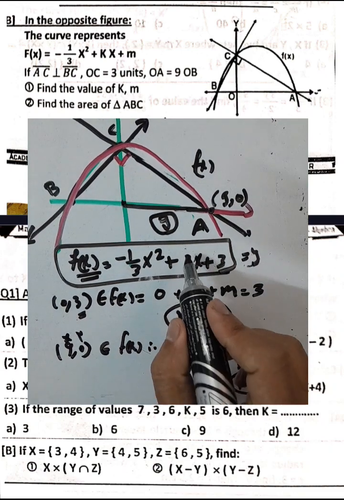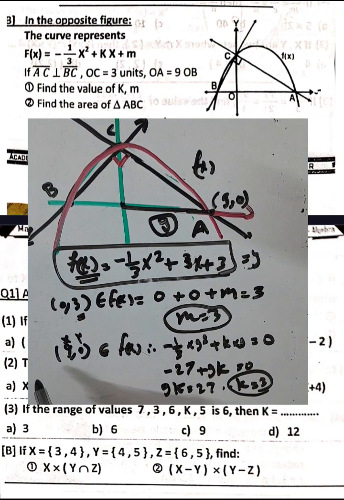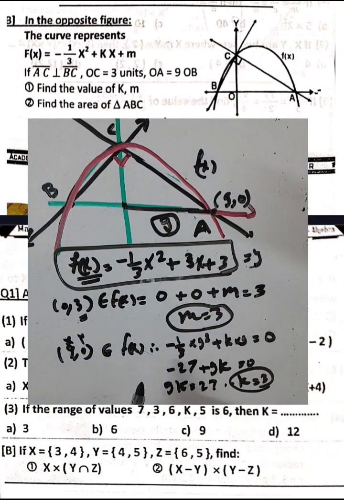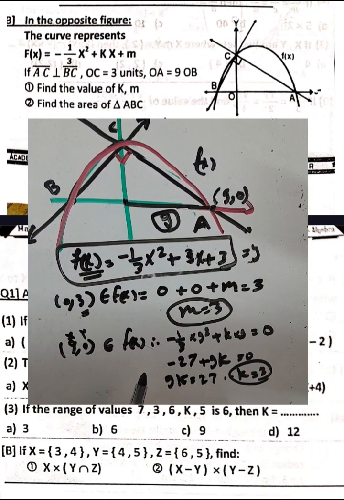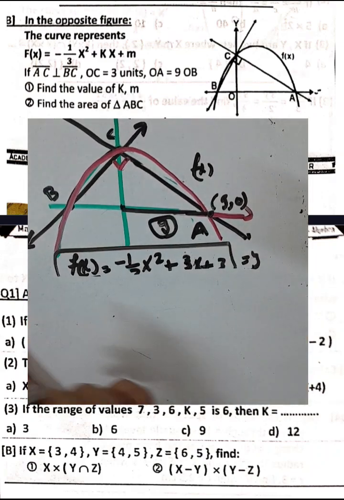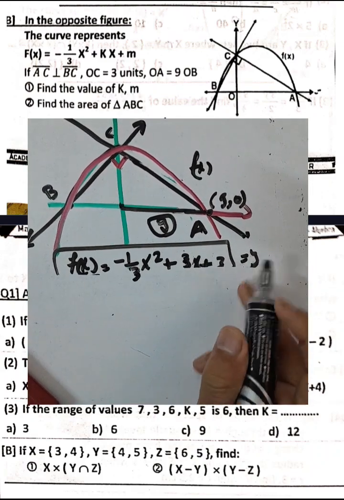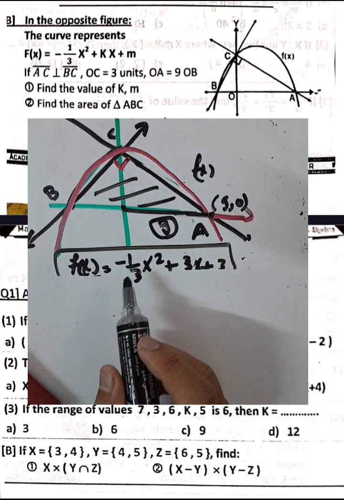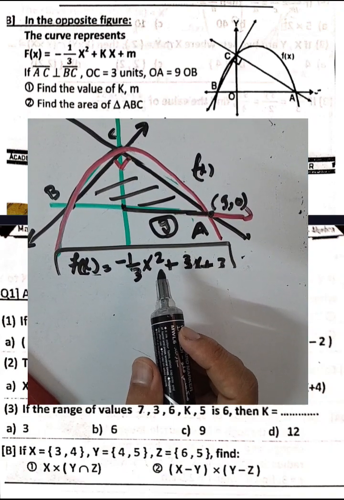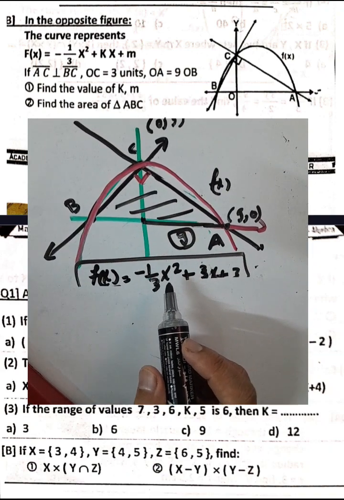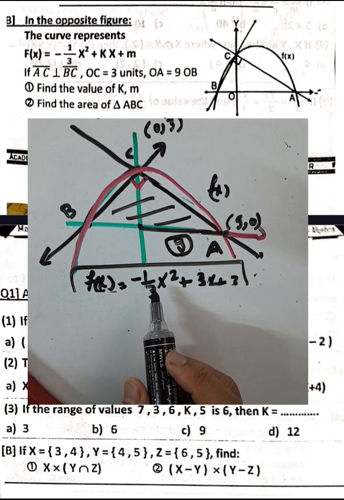Then we have the function here, with k equals 3 and m equals 3. And we want to find the area of the triangle. The area of a triangle equals half times the base times the height. Then you can find the value of point B here.